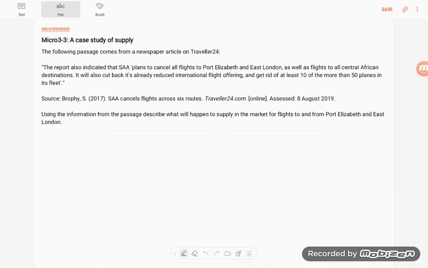Let's look at an example of a case study involving supply. The following passage comes from a newspaper article on Traveller 24.